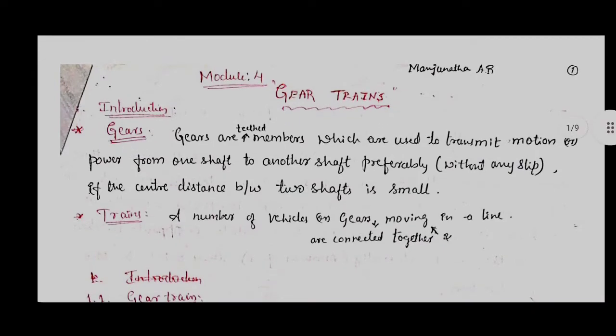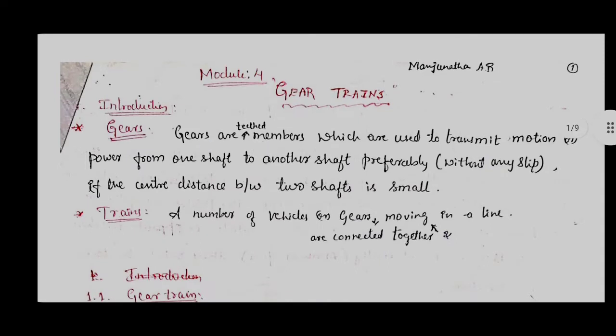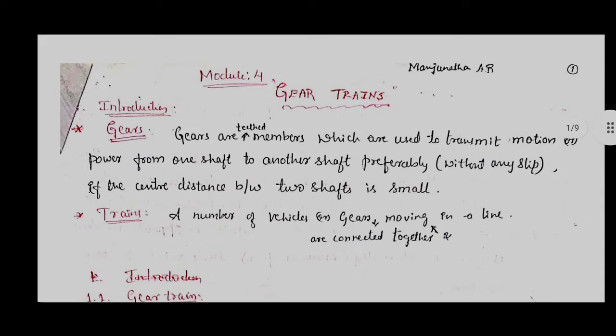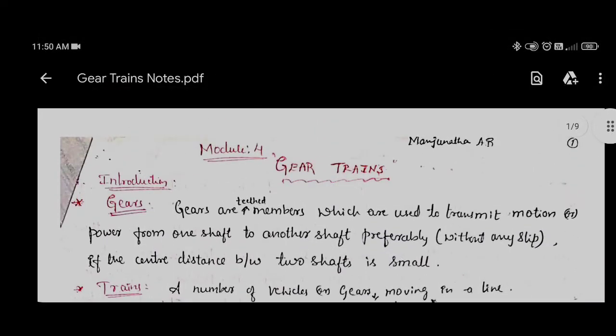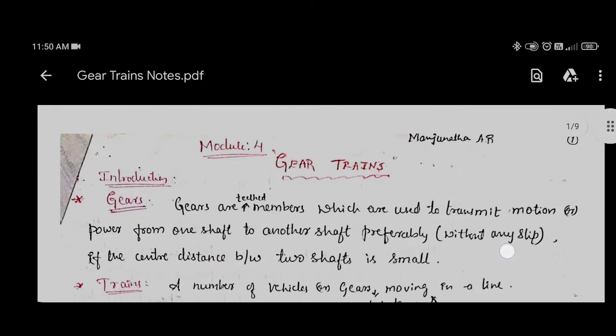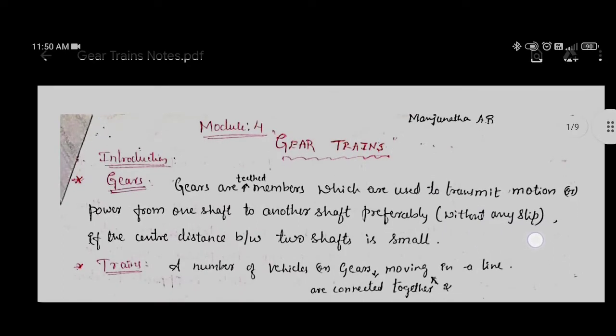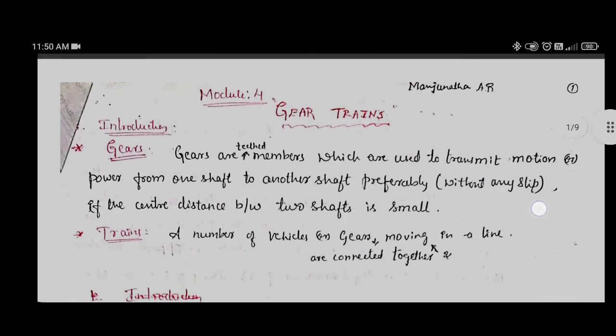What are gears? Gears are two-thirds members which are used to transmit motion and power from one shaft to another shaft. Preferably, the gears you are using are mainly used to transmit power between two shafts, without any slip. In belt drives some slip occurs, but in gears we do not have any slip.